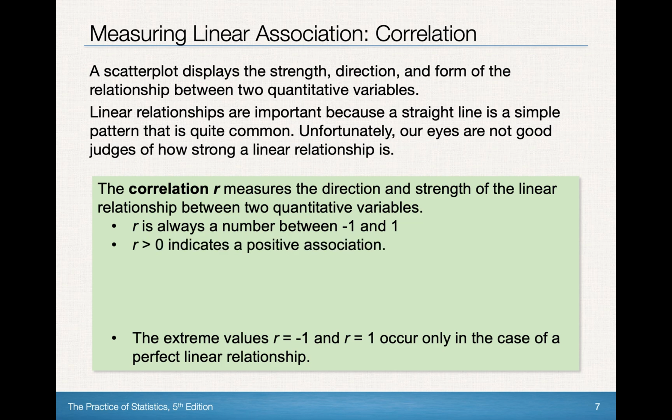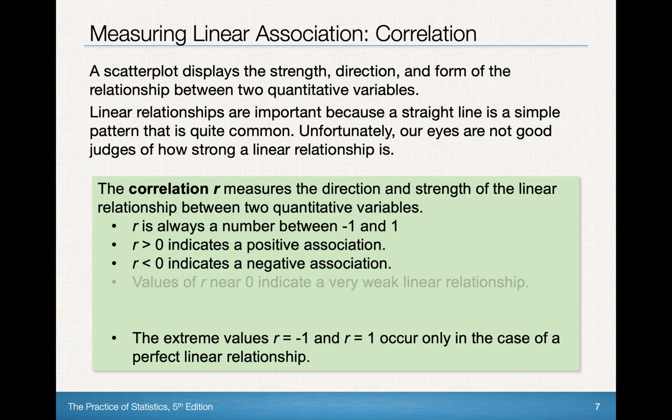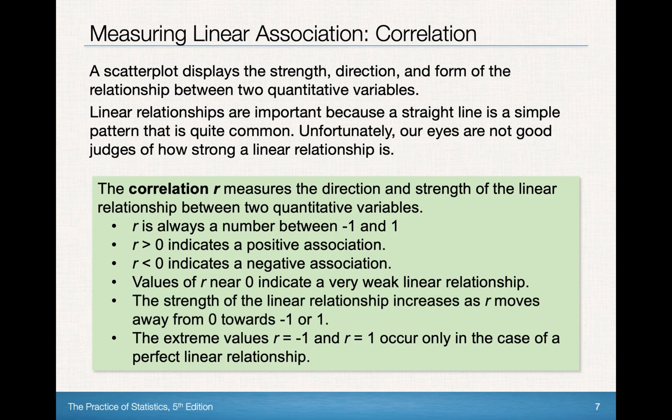If R is positive, that means it's a positive association, and that's how correlation gives us strength and direction. If R is negative, it means it's a negative association. Any value near 0 is very weak. So the closer you are to -1 or +1, the stronger the relationship is. Okay?